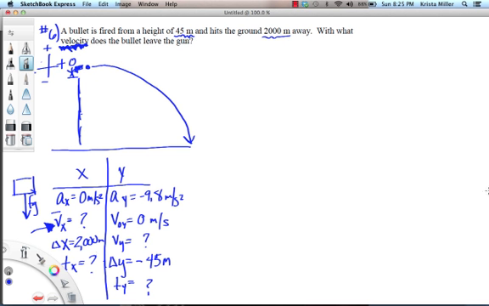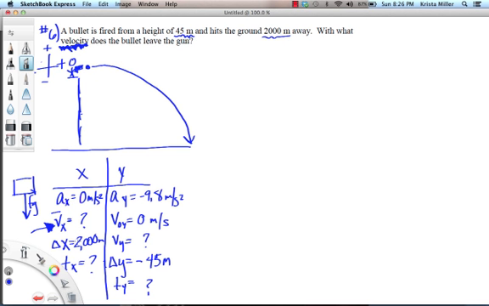Okay, so at this point you're probably saying, well, let's look at what variables we have on the x side. We only have, for all intents and purposes, one piece of information, and that's the displacement in the x direction. We don't know time and we don't know velocity, and having acceleration as 0 really isn't helpful because there's not an equation that we can plug it into.